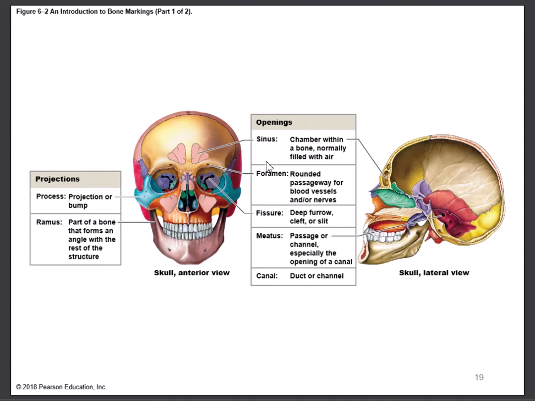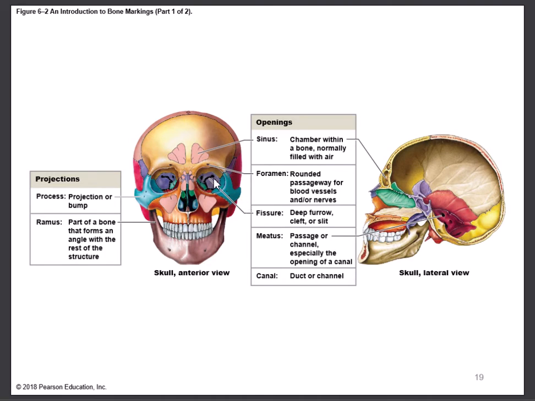A foramen is a really important word you need to know. A foramen is a hole, but it's typically rounded. So if you take a look at the picture of the skull here, you see holes all over the place. There's a hole up here, there's a hole down over here. These are known as foramen. A fissure is also a hole, but it's more of a slit-like opening.